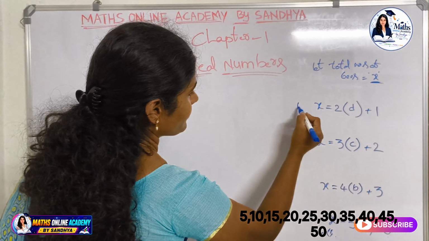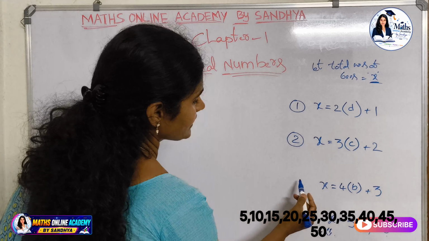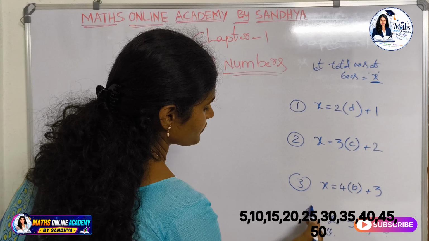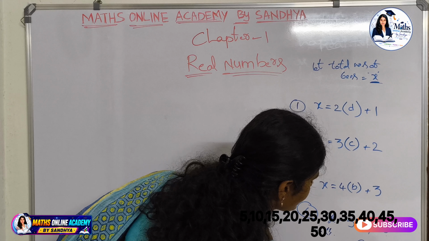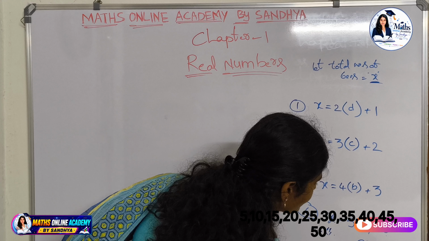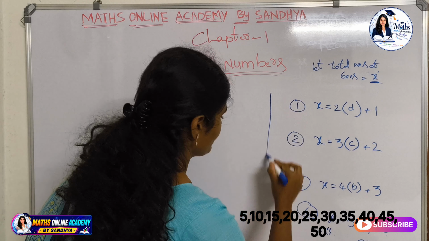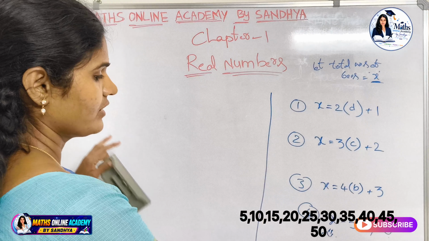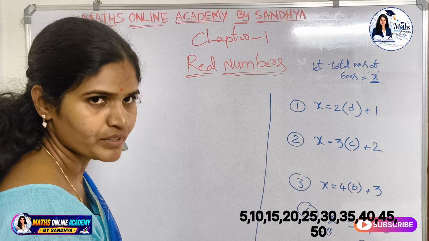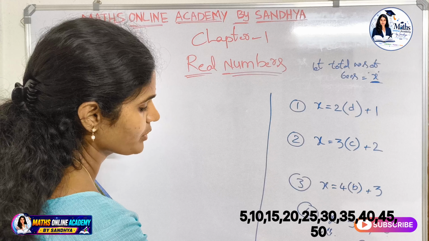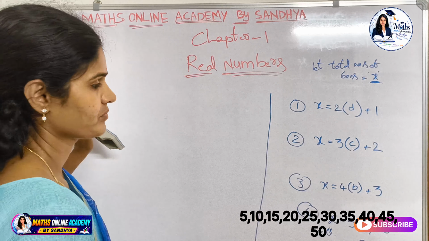This is the first one, this is second, and this is third, and this is fourth, and the fifth one is X less than or equal to 50. Okay? By the fourth and fifth conditions, we are getting a little bit of clarity. Those bees are maybe 5 to 50.